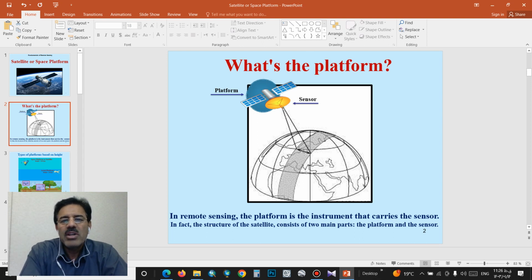But what's the platform? In remote sensing, the platform is the instrument that carries the sensor. In fact, the structure of a satellite consists of two main parts: the platform and the sensor.